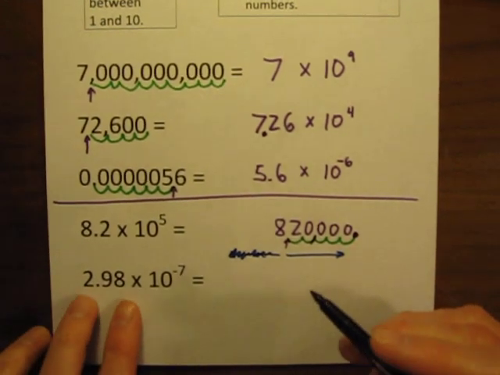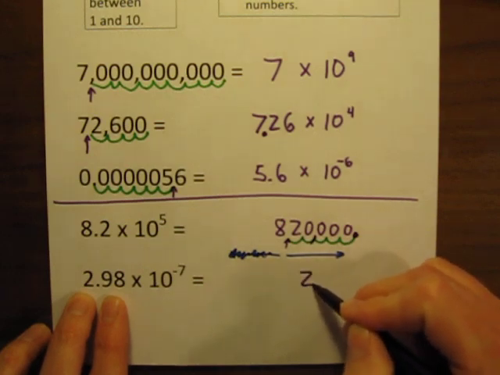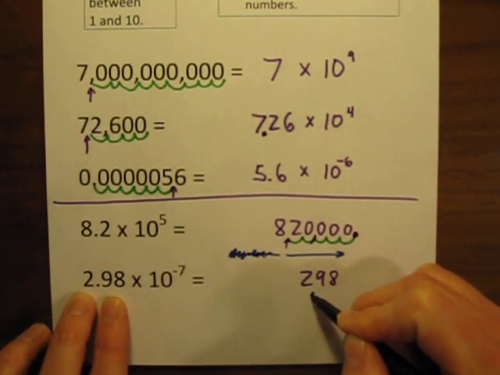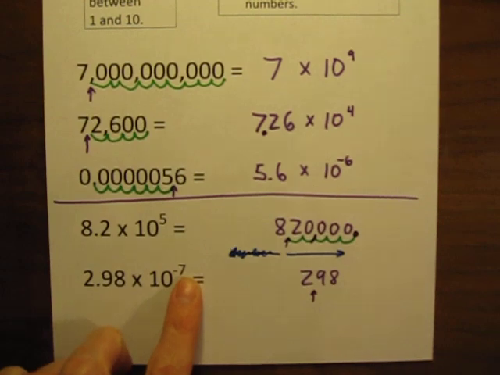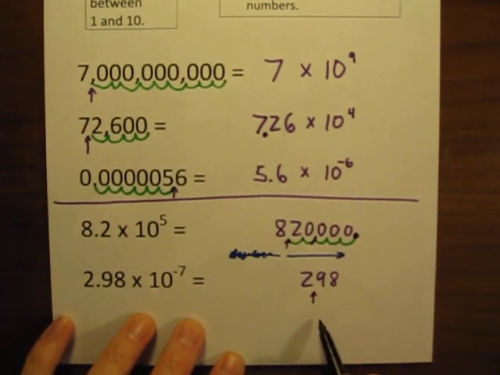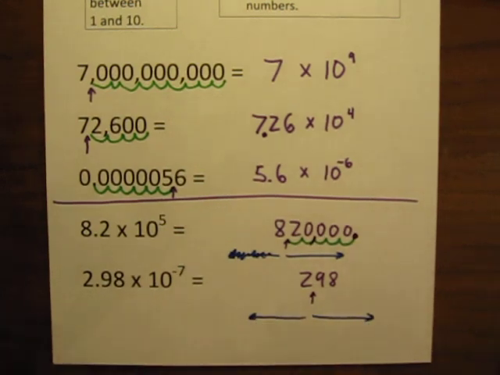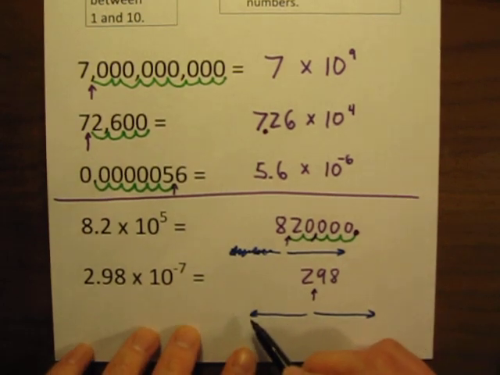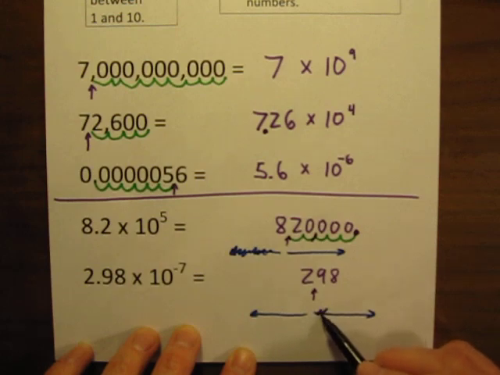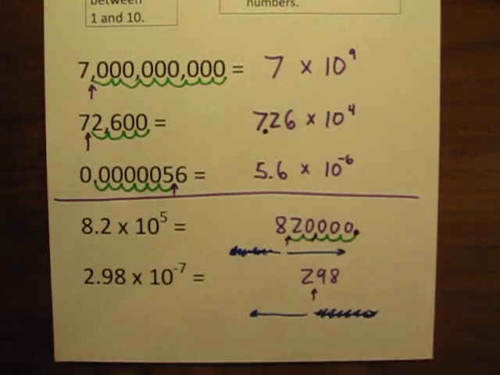I'm going to start with writing this number here, 2.98. Our decimal point is starting right there. How many places are we going to move that decimal? We're going to move it 7 times. So we want to ask ourselves, though, are we going to the right or are we going to the left? 10 to the negative 7th power is going to be a tiny number. Negative exponents are tiny numbers. So that should tell us that we want to move that decimal point to the left in order to make this a small number. Moving it to the right would make it a big number. So we don't want to go to the right, we want it to go to the left.